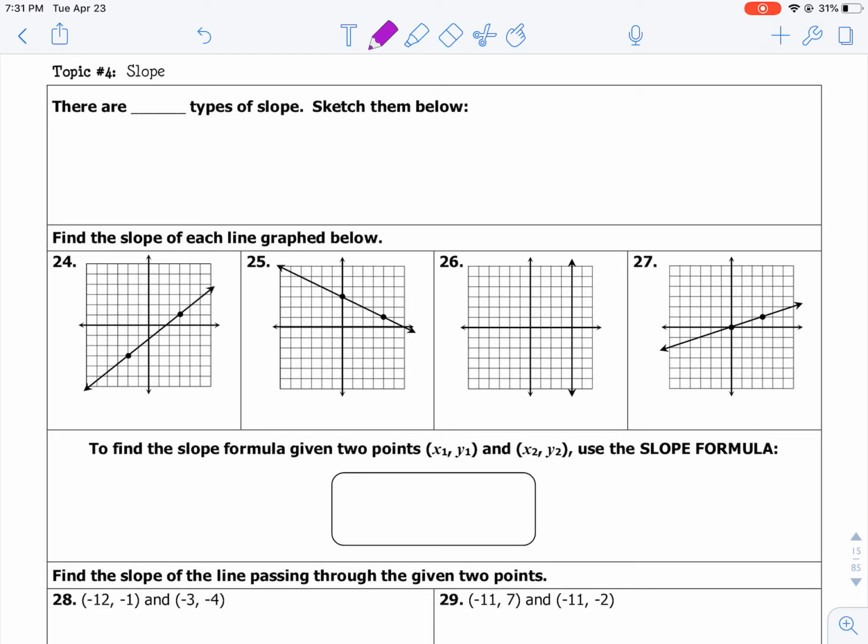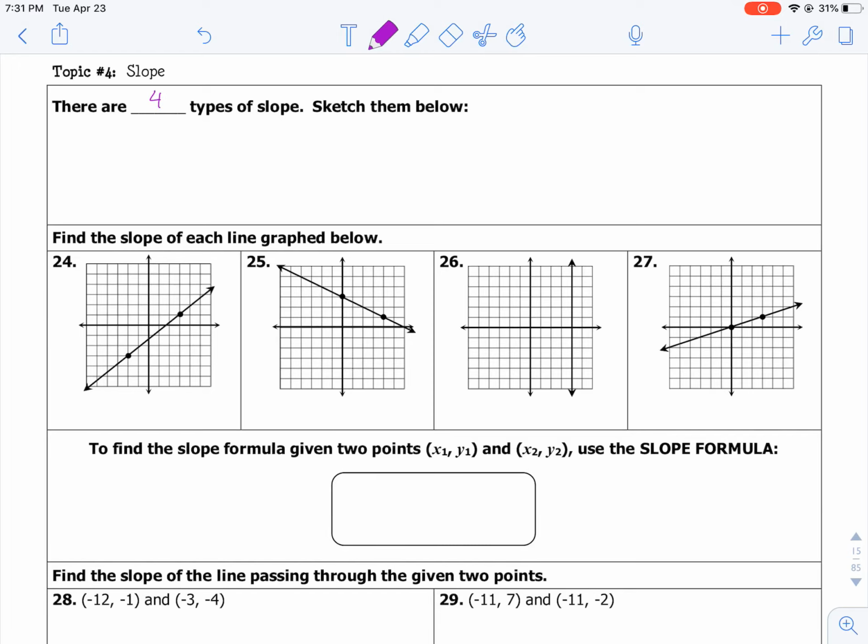So remember, these packets are really just mostly for practice. We're going to do a little bit of review, but we're not going to go through every single problem. And you might not have time to go through every single problem in class, and that's okay. This is something for you to be able to take home and work on when you would like some extra review. So we're going to talk about slope.